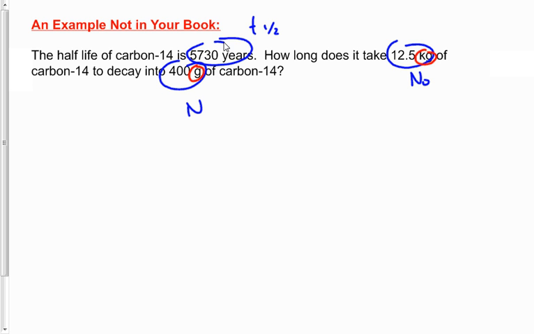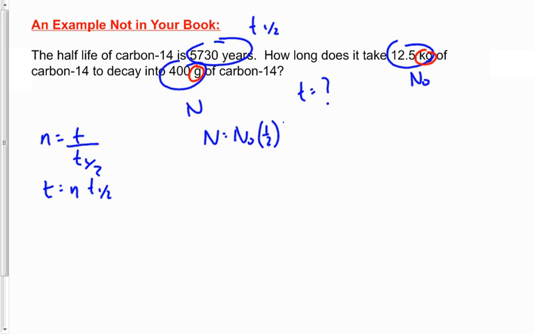Looking for T. Now, the only equation that I have with T in it that relates to radioactive decay is going to be n is equal to T over T 1/2, the one that doesn't appear on our data sheet. Rearrange that, we get T equals n times T 1/2. All right, I got T 1/2, but I don't have a little n. So let's find it. Let's look at the other equation. N is equal to N sub 0, 1/2 to the little n. Uh-oh. How do you solve for a little n here?